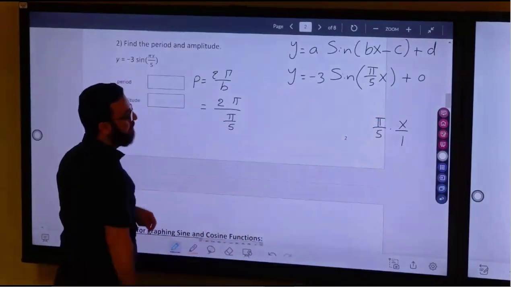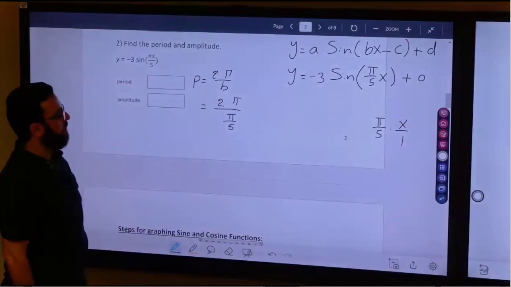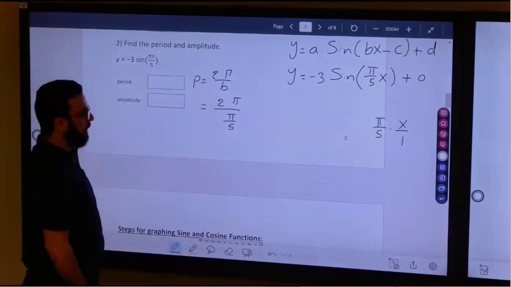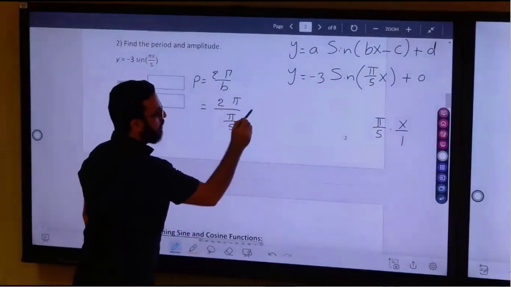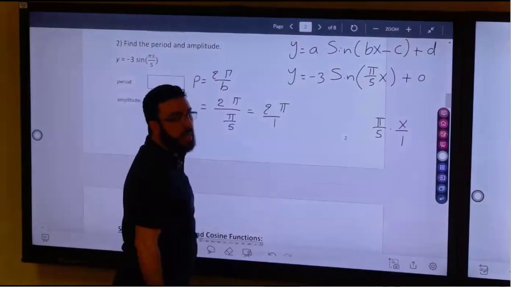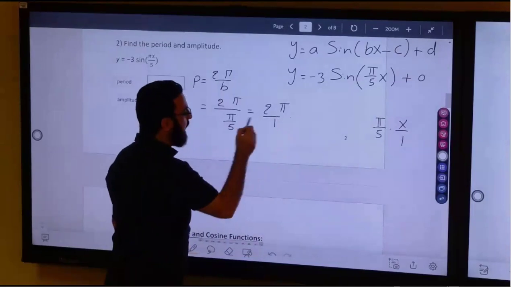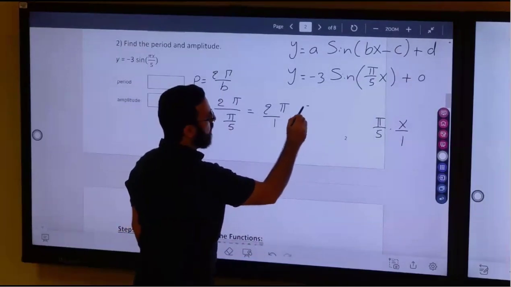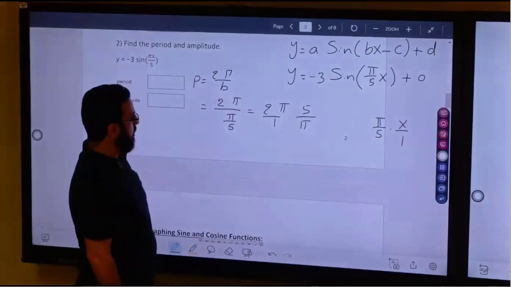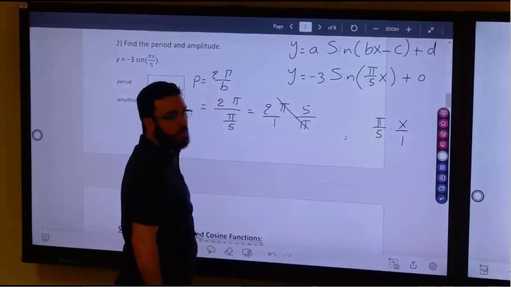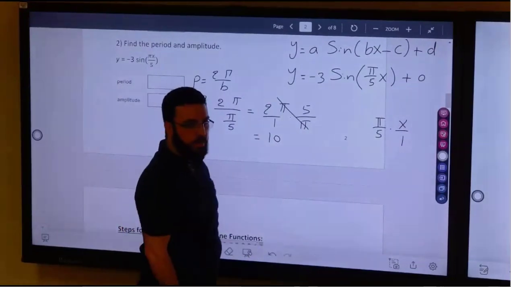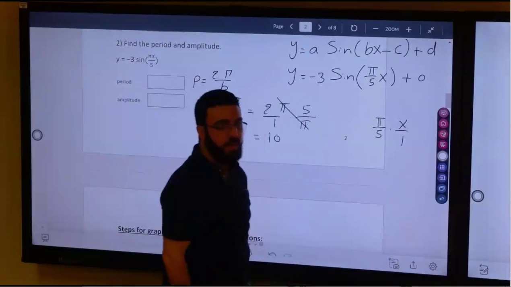Pi over 5. And what's next? So now instead of dividing, we multiply by the reciprocal. Yes, which is good. 2 pi over 1. These are both the steps. Take the reciprocal here, which is 5 over pi. So pi cancels out, correct? Pi cancels out. So that's going to be 2 times 5 is going to be... You got it? You've got to explain it for the people in the back.